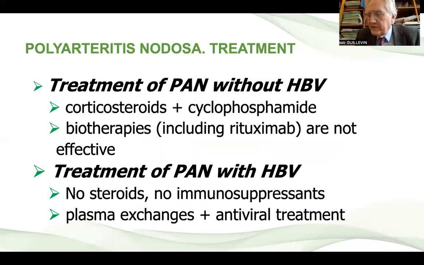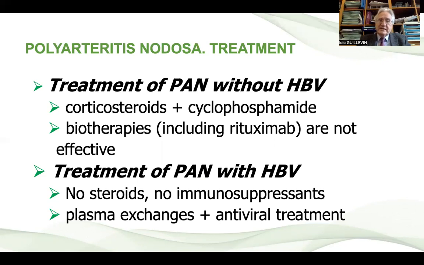You know the treatment of polyarteritis nodosa. It is very easy to make. When the virus is not present, you treat with a conventional treatment: steroid, cyclophosphamide, induction remission treatment, then maintenance treatment. Never use biotherapies. Rituximab is not effective, and I don't know if it is positive or negative, but it doesn't work. The second group is when the polyarteritis nodosa is associated with hepatitis B virus.